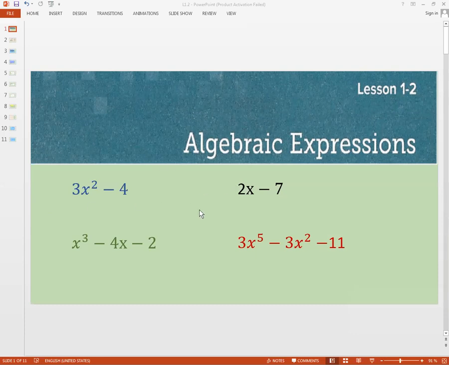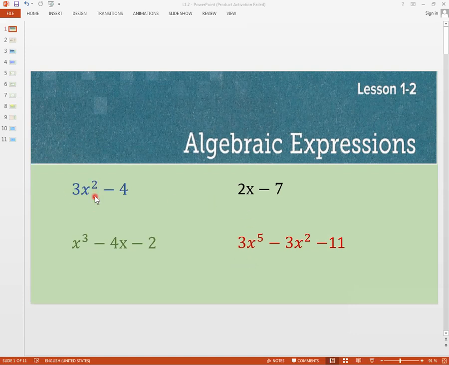Hello, guys. Today we are talking about lesson 1-2. It's about algebraic expressions. What do you know about algebraic expressions? We have here 4 examples.